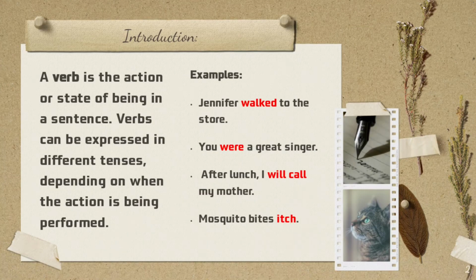So what is a verb? A verb is the action or state of being in a sentence. Verbs can be expressed in different tenses depending on when the action is being performed. Here are some examples. Jennifer walked to the store. You were a great singer. After lunch, I will call my mother. Mosquito bites itch. So the highlighted words here are the verbs.